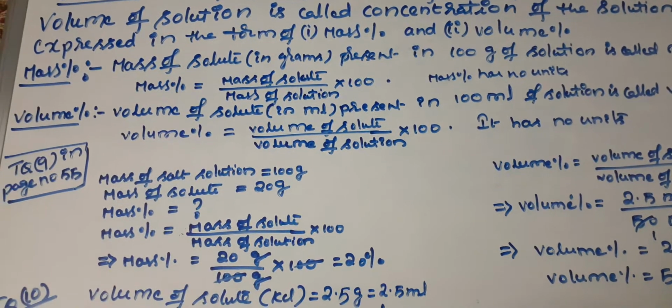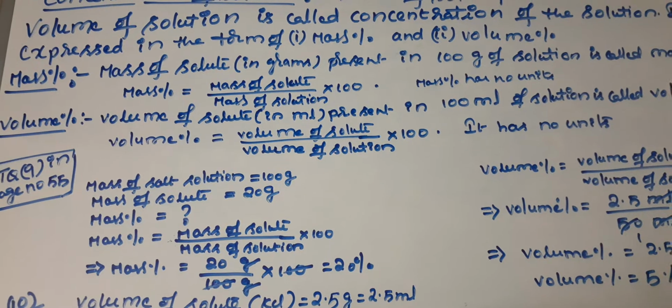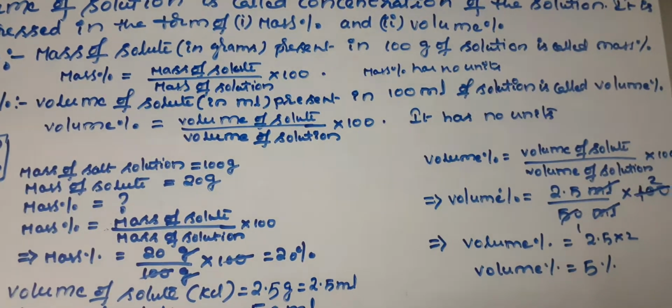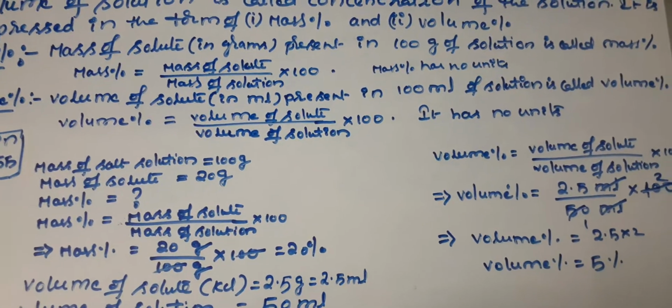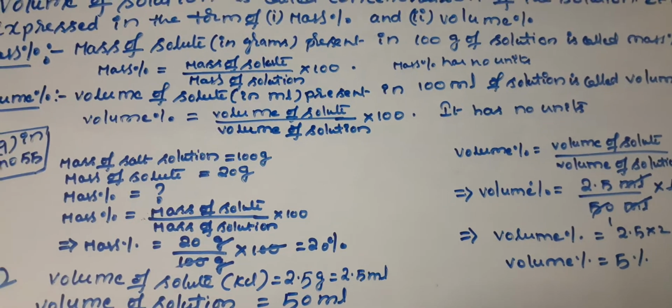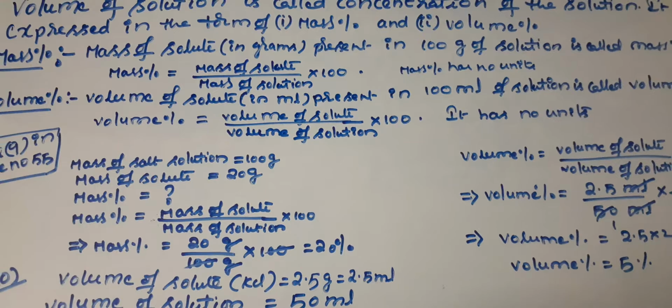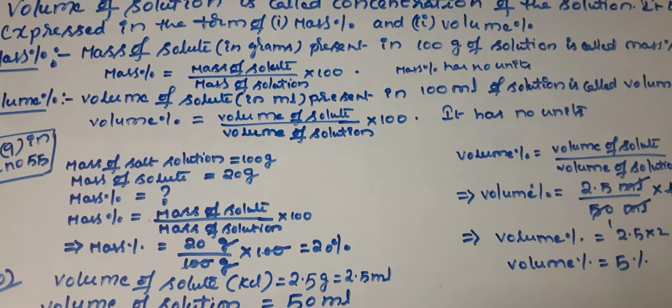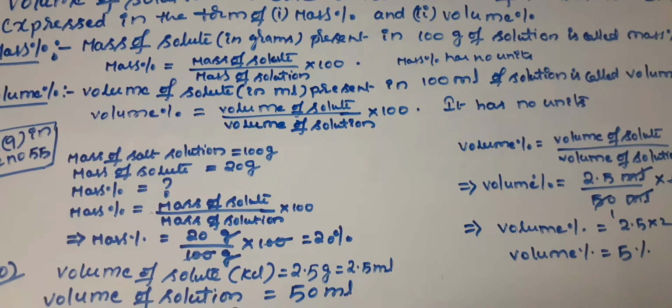So volume percentage, what is it? Volume of solute present in 100 ml of solution is called volume percentage. Volume percentage is equal to volume of solute by volume of solution into 100. It also has no units.